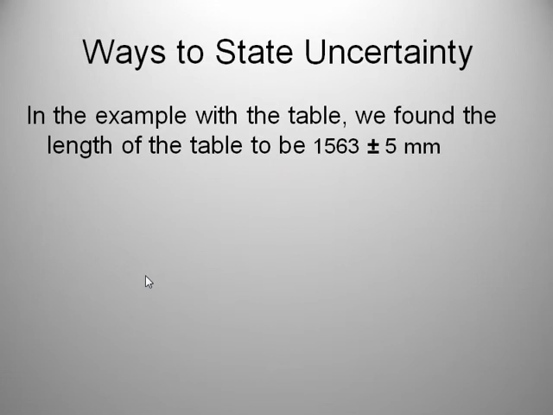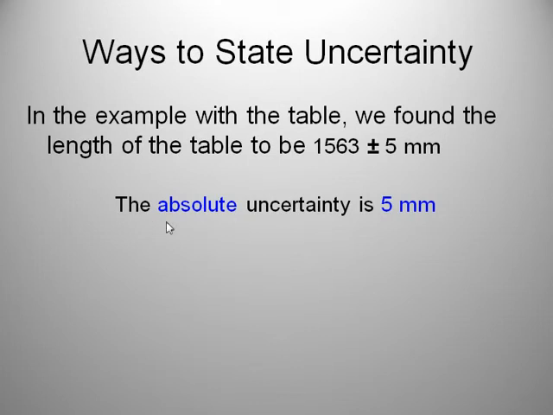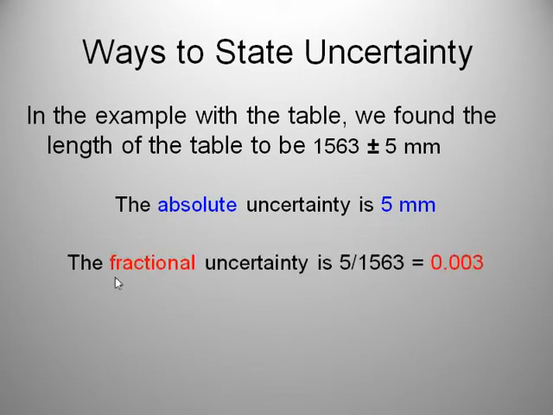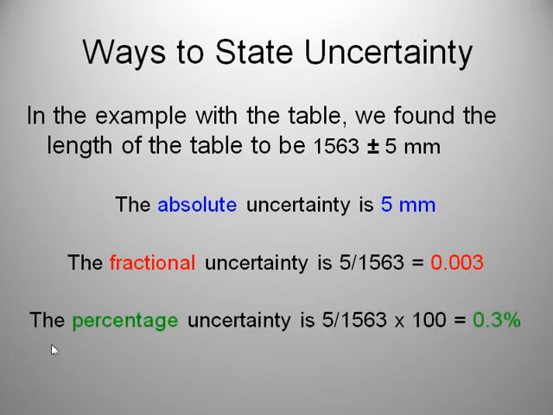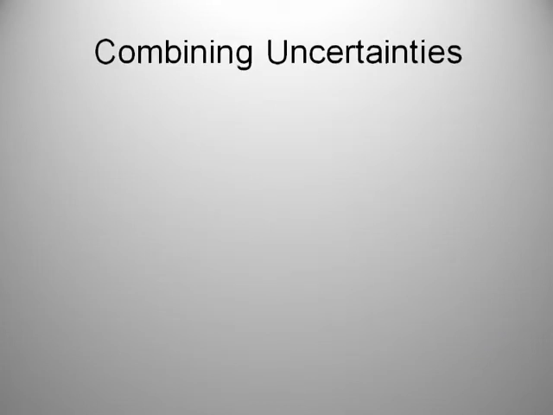Okay, let's talk about ways you can state uncertainty. Remember we did the length of the table. We found the length to be 1563 millimeters plus or minus 5 millimeters. So we can say the absolute uncertainty is 5 millimeters. We can also say the fractional uncertainty is 5 divided by our value, which gives us 3 over 1,000. The percentage uncertainty is you just multiply this fraction by 100, so we get 0.3%.